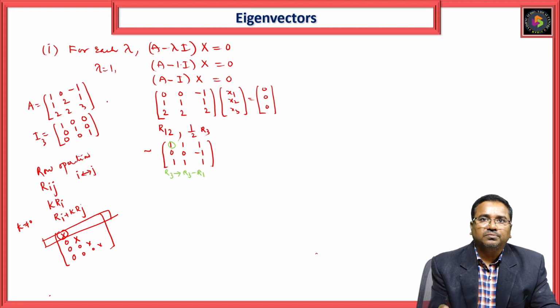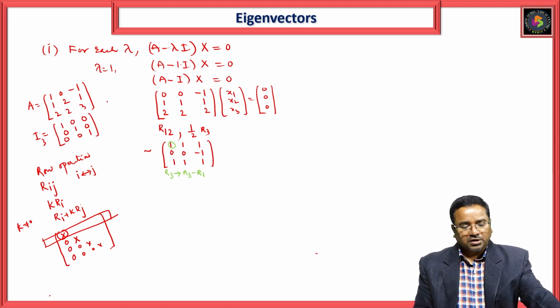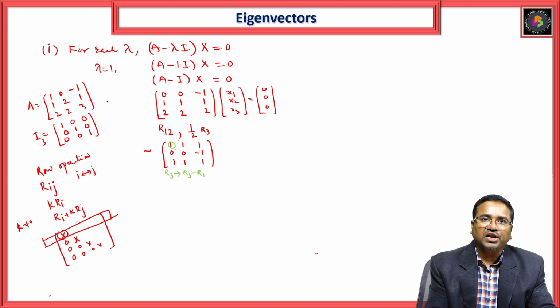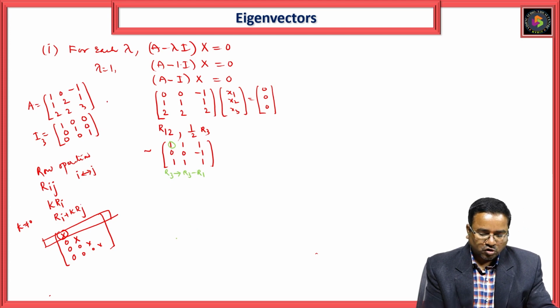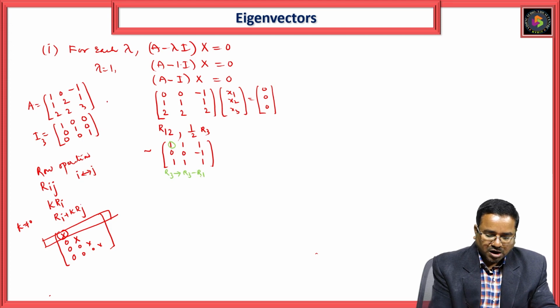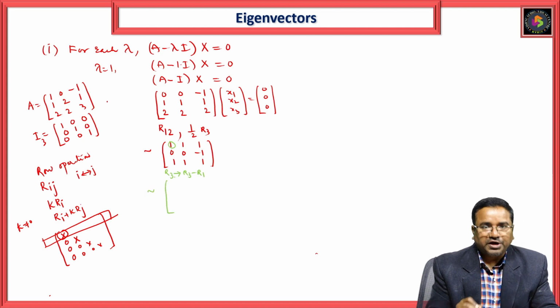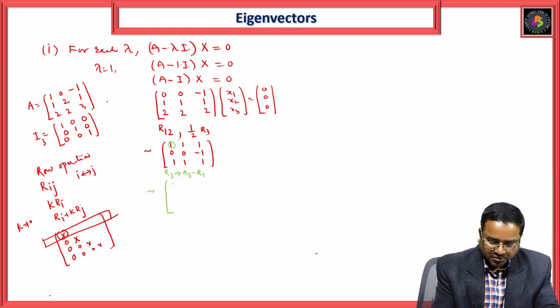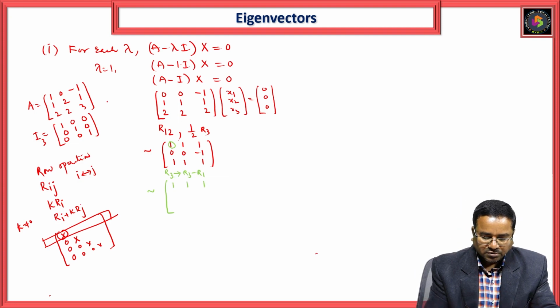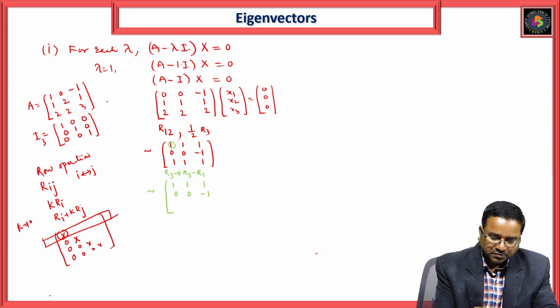So using R1 as the key row, A11 is the key element. With respect to A11, the entries below it are already 0, so I am not considering anything else there. This is R3 minus R1. So the equivalent matrix you will get, changing only R3: R1 is 1, 1, 1, then 0, 0, minus 1, and R3 minus R1 gives 0, 0, 0.